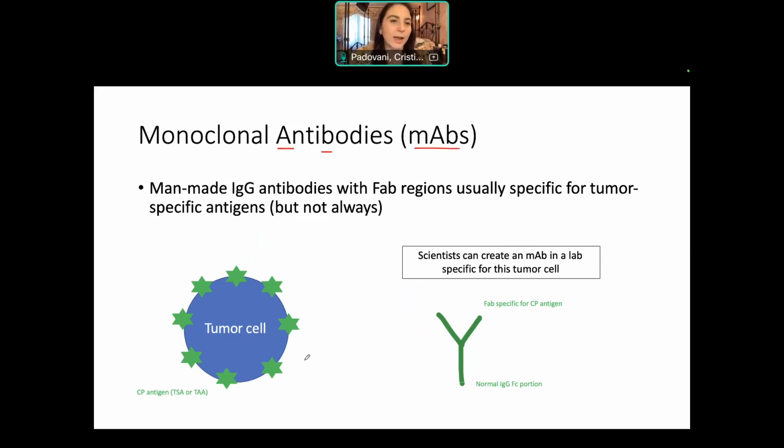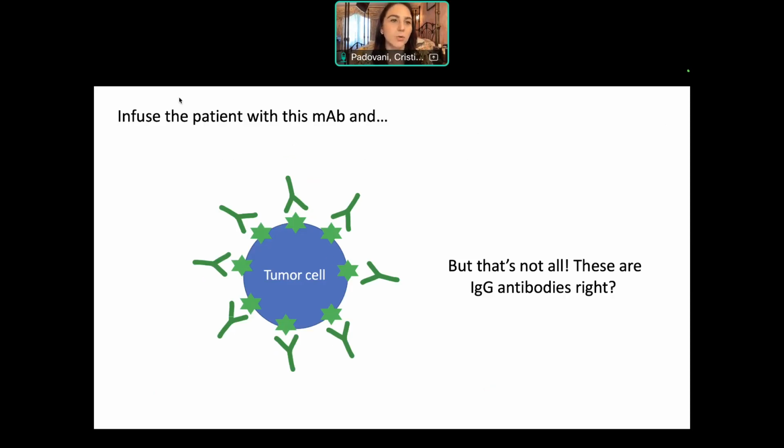Let's say, I forgot if I've used this before in a previous lecture, but let's say this is a tumor cell and it has an antigen on it. We'll call it the CP antigen. This can either be tumor specific or tumor associated, but it looks like this. It's on the surface of the tumor cell. Scientists can create a monoclonal antibody in a lab that is specific for this tumor cell. This monoclonal antibody will have a Fab portion specific for the CP antigen and then a normal IgG Fc portion. Then you infuse the patient with this monoclonal antibody, and hopefully, look here, the Fab portion will recognize this tumor-specific or tumor-associated antigen, and it'll bind it up.